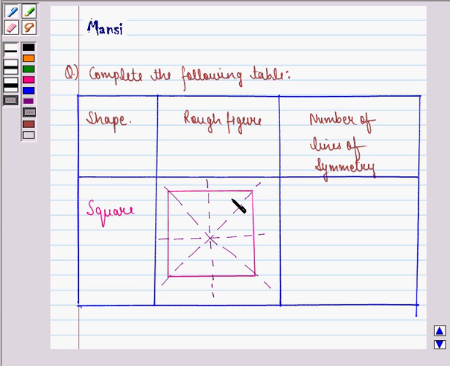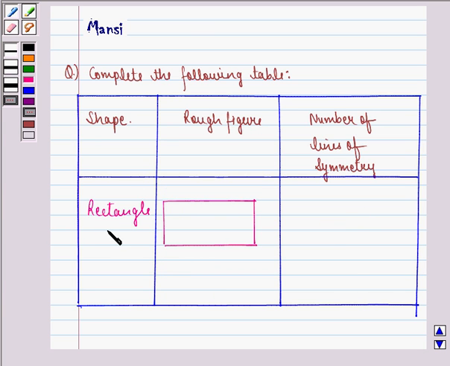Now we see that if we fold this figure along these dotted lines, then one half of the figure fits exactly over the other half of the figure. So in this question we have 4 lines of symmetry. So this is our answer to the second part, that is to the square.